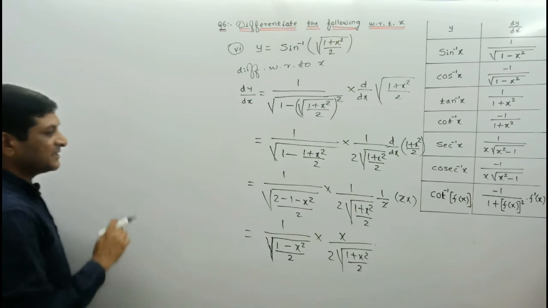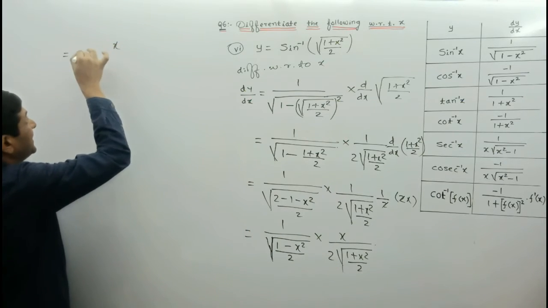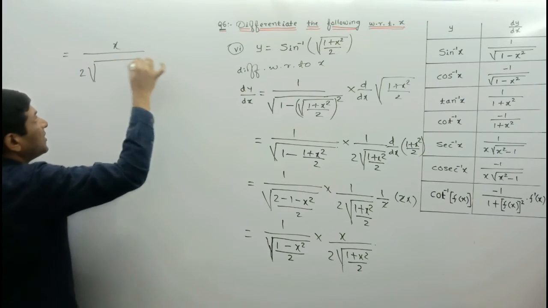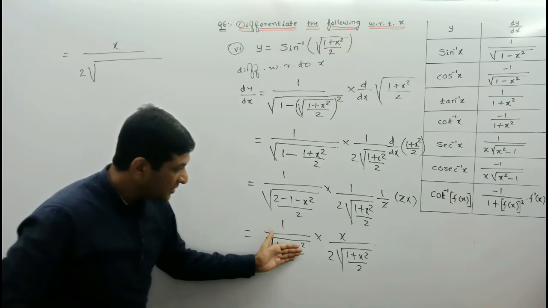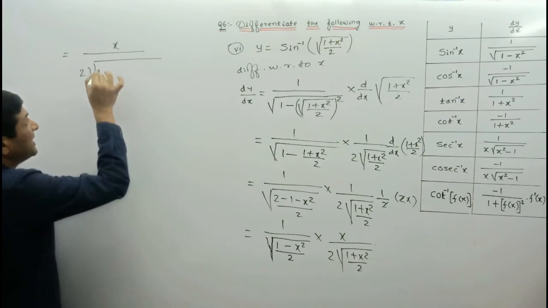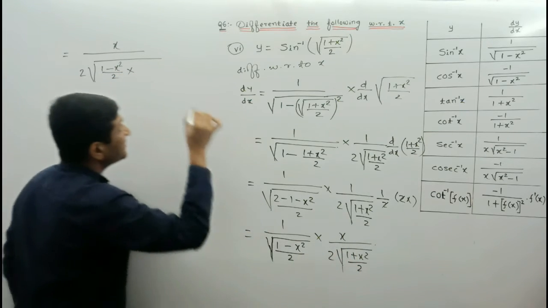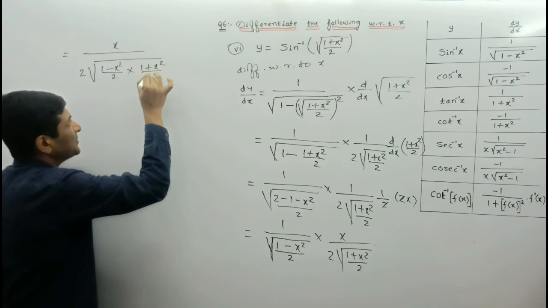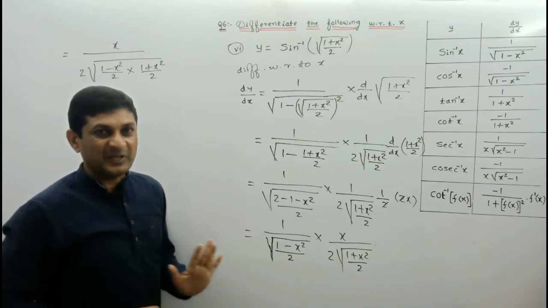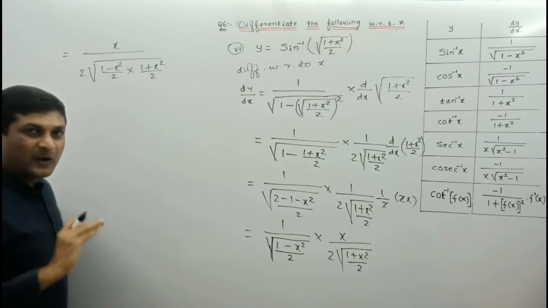Now again simplify it. So in the numerator, observe the numerator, 1 into x will be equal to x, and in the denominator first I am writing this 2 as it is, and according to laws of surds, root a into root b can be written as root a into b. A means what here? 1 minus x square upon 2 into, and b is what here? 1 plus x square, 1 plus x square upon 2. Again observe which formula we are applying. Root a into root b is equal to root ab, isn't it? Just we are writing both the terms in one root according to laws of surds. These are called as laws of surds.